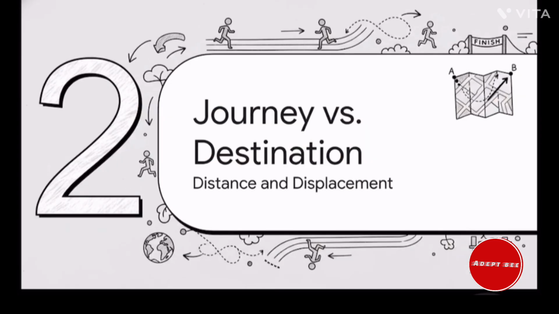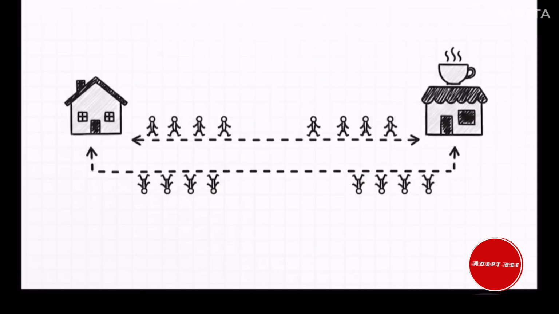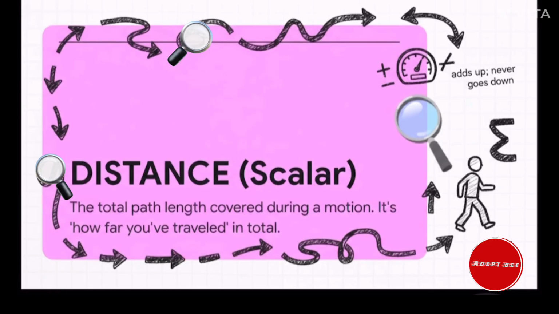So let's put this new idea to work. We can use this whole scalar versus vector thing to look at our first pair of motion terms, distance and displacement. And this is exactly how we're going to solve that marathon riddle. To make this super clear, let's just imagine a really simple everyday story. Picture this. You walk out your front door, you go in a straight line to a coffee shop that's exactly 1 mile away. You grab your coffee, and then you turn right around and walk the exact same path back home.